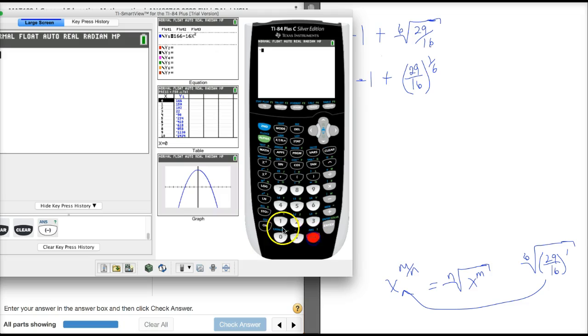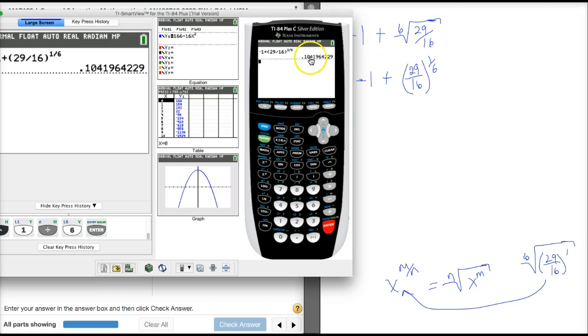All right, so here we have -1, and then we do plus, and then I'm going to do my parenthesis, 29 divided by 16, close parenthesis, and then here this is the raised to, and then I'm going to do 1 divided by 6, so 1 divided by 6. And I do that, and that will be the answer that I get. And what we'll do is change this into percentage rate by just multiplying times 100. And so our answer will be 10.4196, and they'll tell us how to round.